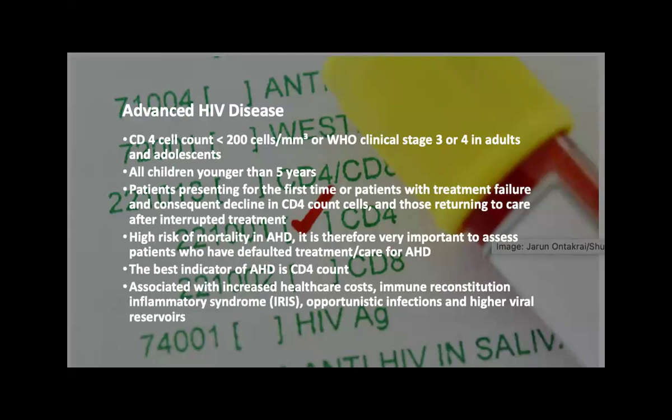As HIV advanced disease is associated with a high risk of mortality and morbidity, it is important to assess and work up all patients, new and those who have defaulted treatment, for advanced disease. Although there are clinical manifestations that indicate advanced HIV disease, the best indicator is a CD4 count result, the value of which is less than 200, as I've already mentioned. And then advanced HIV is associated with increased healthcare cost, IRIS, opportunistic infections, and higher viral reservoirs.